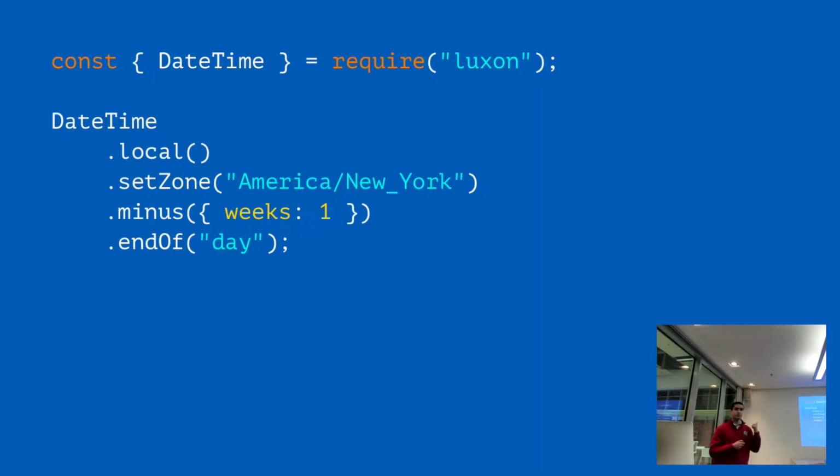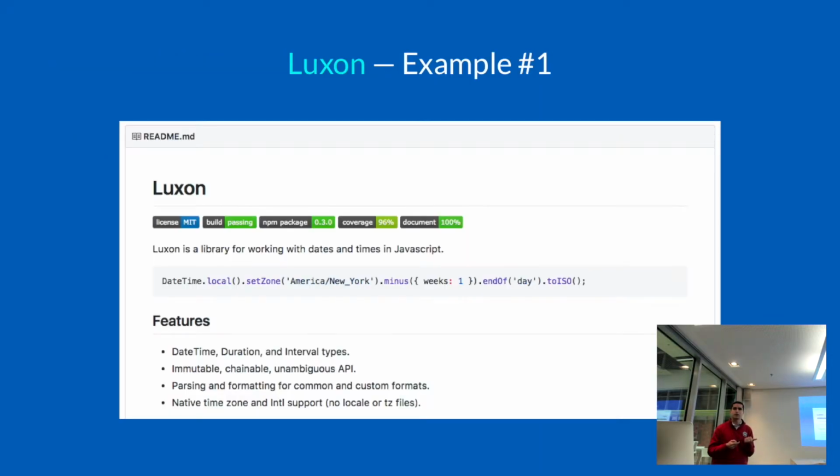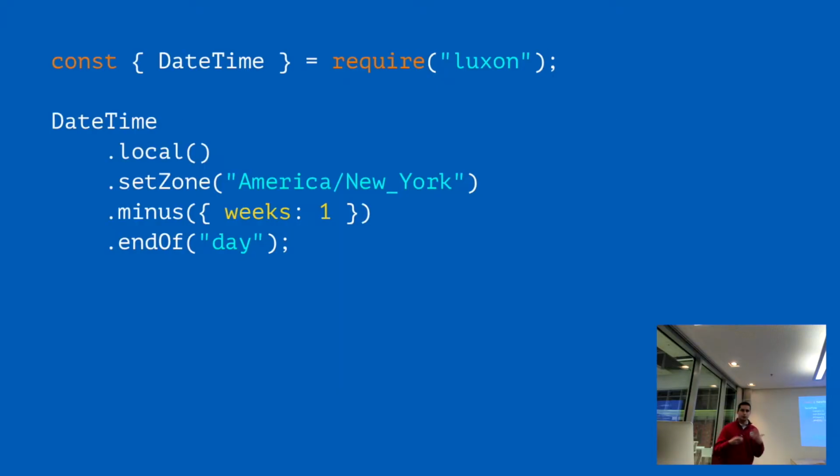And this is the example that Luxon has on their GitHub page. And so we're going to do a little exercise here. We're going to write bindings for all of those functions and then recreate this very same example, but instead of in JavaScript, we're going to do it in Reason, just to see what it looks like.